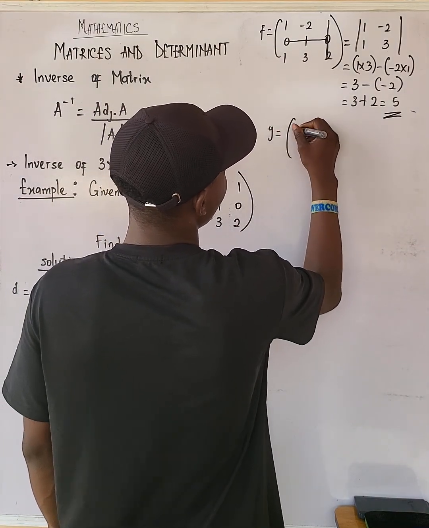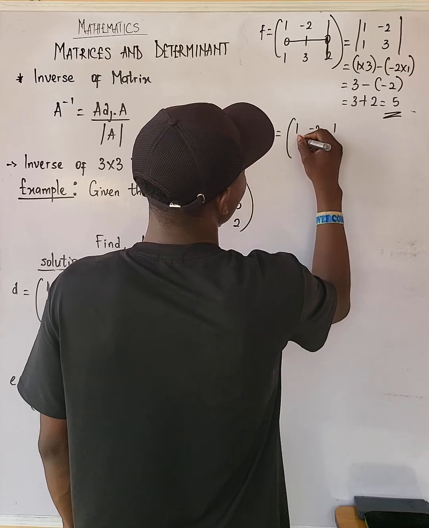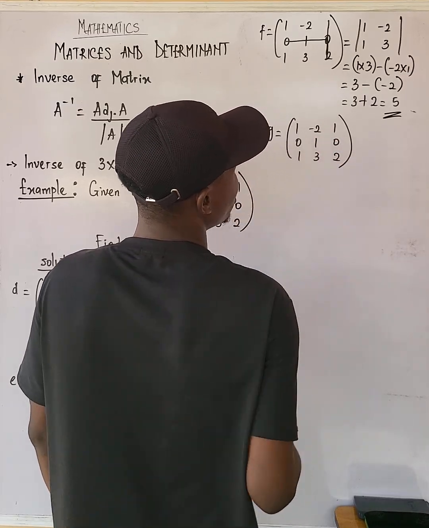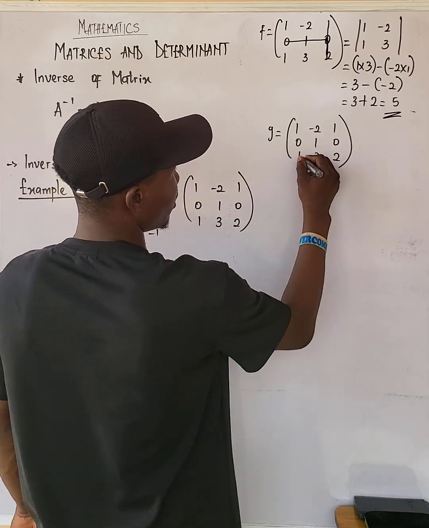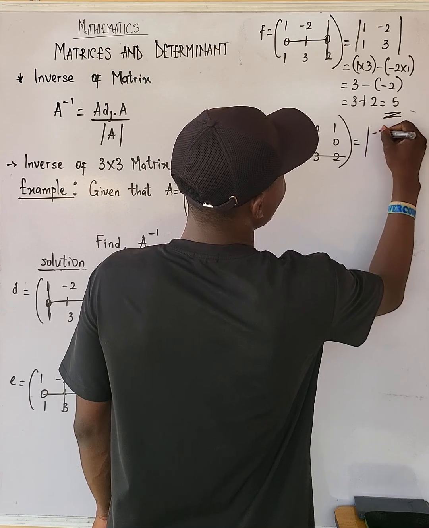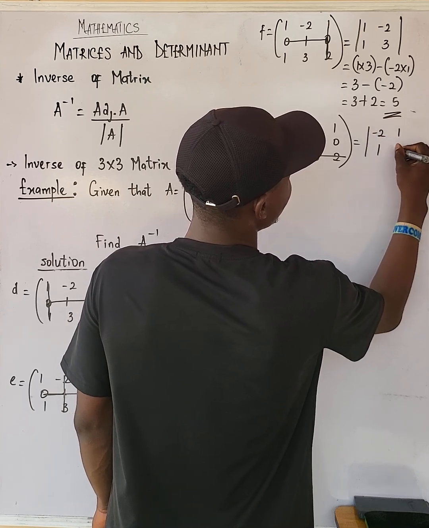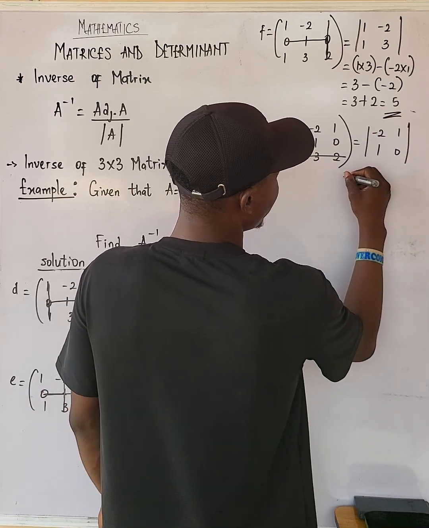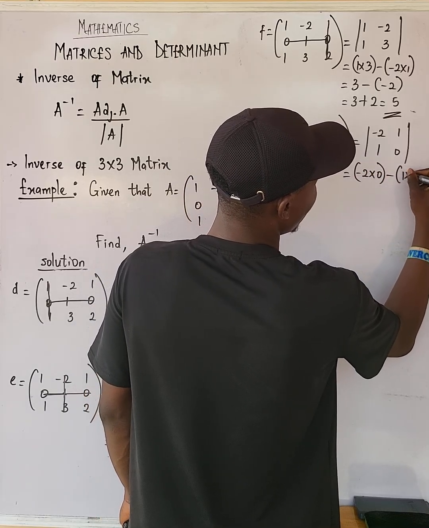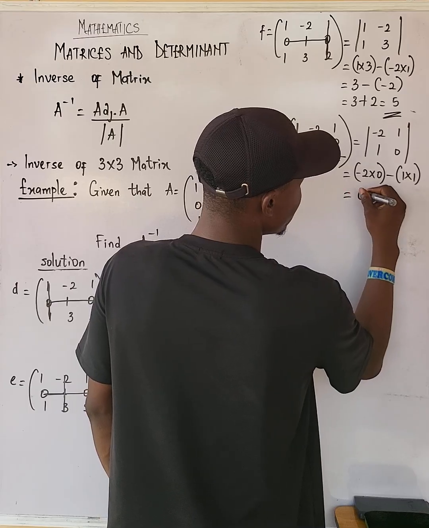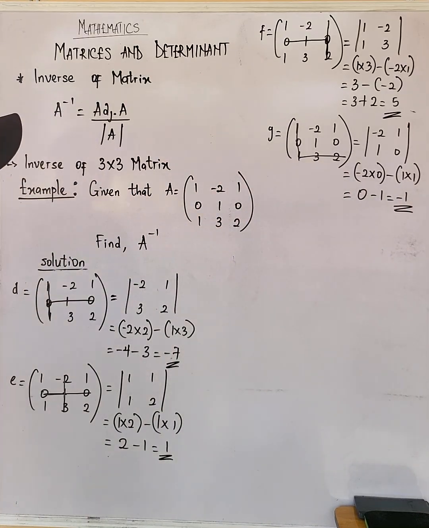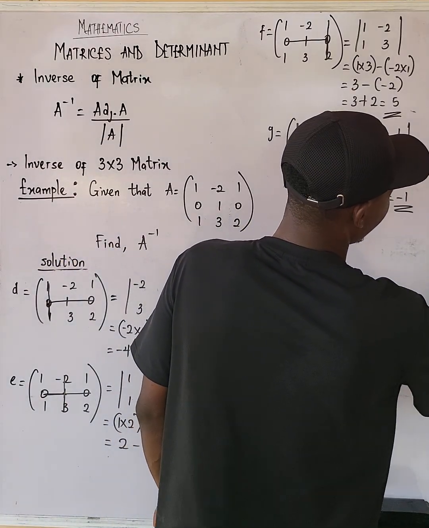So going for G, you write the same thing again: 1 minus 2, 1, 0, 1, 0, 1, 3, 2. G is on which position? Yeah. Cancel like this, cancel like this. What are we left with? We are left with minus 2, 1, 1, 0. So we have minus 2 multiplied by 0 minus 1 multiplied by 1. So here will give us 0 minus 1, which will be minus 1. Right? So we have 5 minus 1.